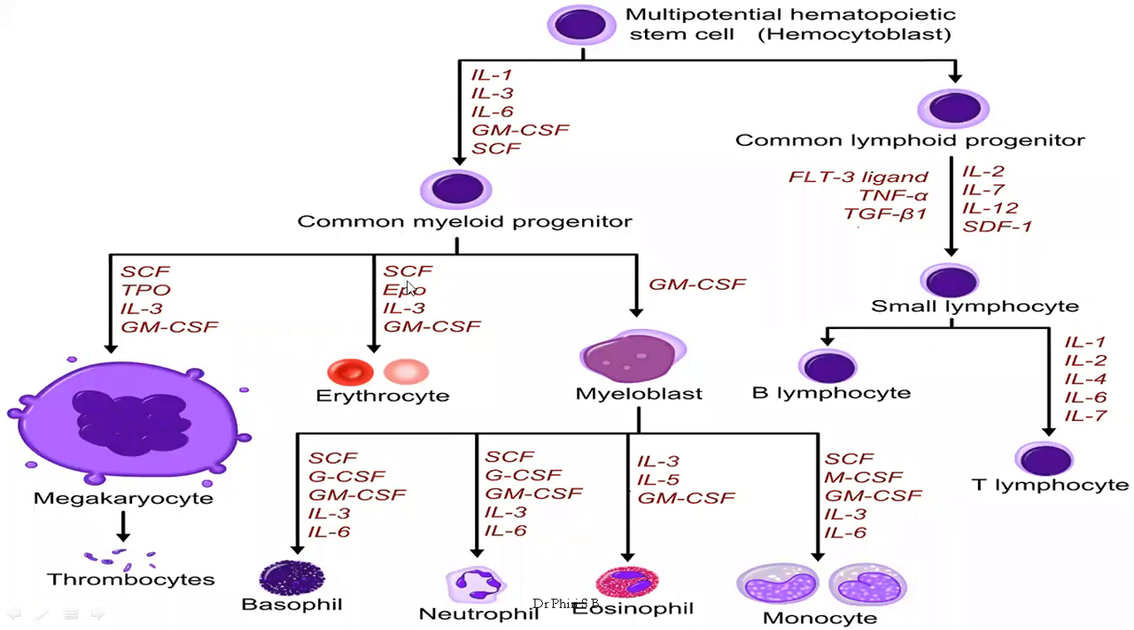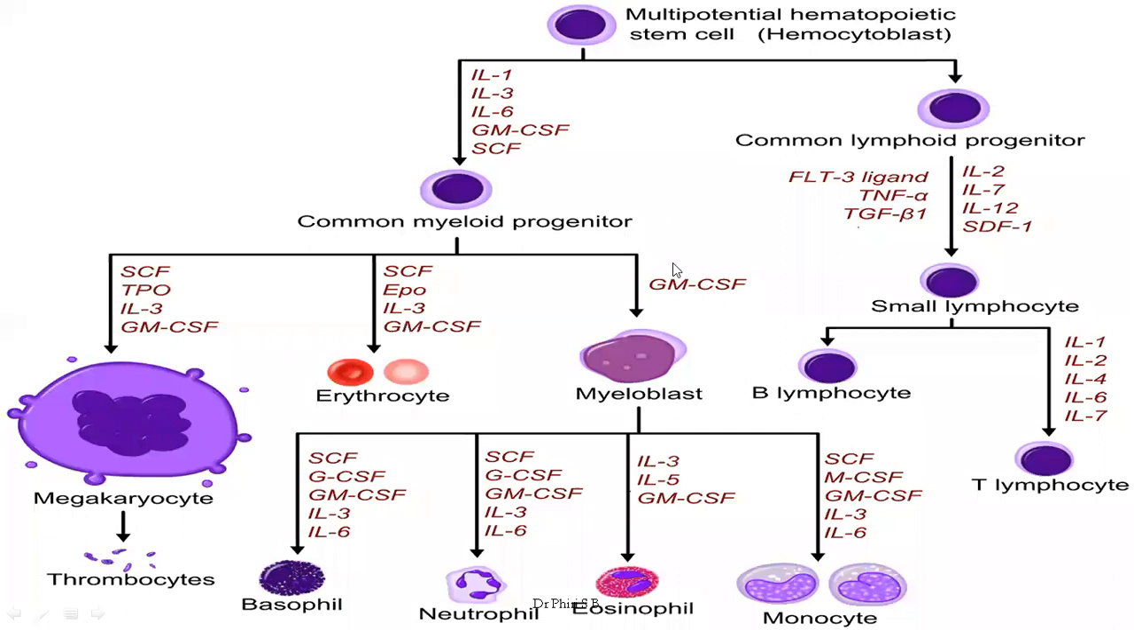But if you have the same factor, like stem cell factor, then if you have erythropoietin as a hormone, erythropoietin, interleukin 6, and also granulocyte-macrophage colony-stimulating factor, it means that this common myeloid progenitor cell will become red blood cells. But there are a series of differentiation steps that will take place here before it becomes the mature red blood cell that we are going to discuss later on. Here, I just want you to appreciate the factors.